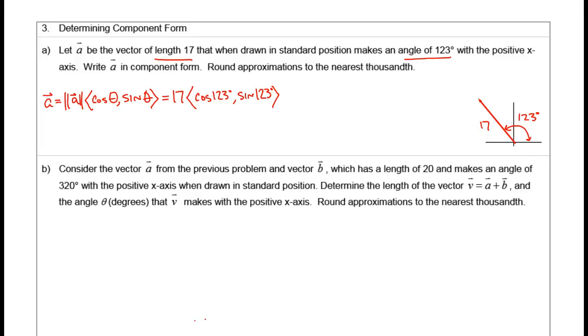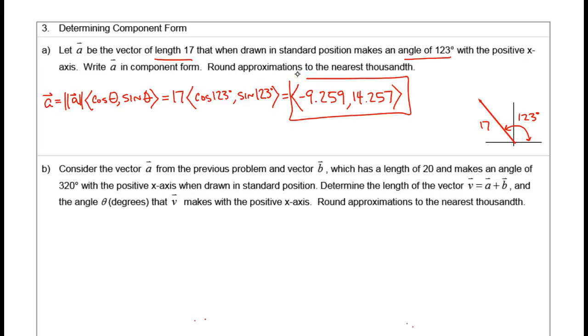And I'm going to go ahead and crank that out with my calculator, and I get the following, rounded to the nearest thousandth, negative 9.259 and 14.257. Folks, make sure you're in the right angle mode. This needed to be in degree mode to determine the cosine and sine of the angle of 123 degrees.